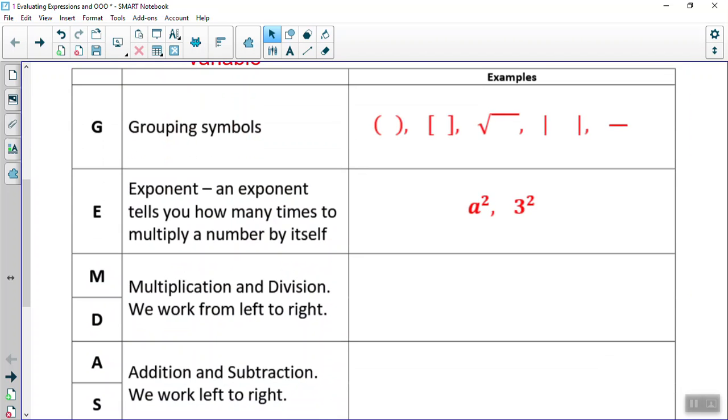M and D stand for multiplication and division. And when we have both of those in one problem, we work those operations from left to right. So we could see them written out this way: a dot between the two numbers, sometimes a number stuck to parentheses, our division sign that we often see, or the fraction bar being used as the division sign.